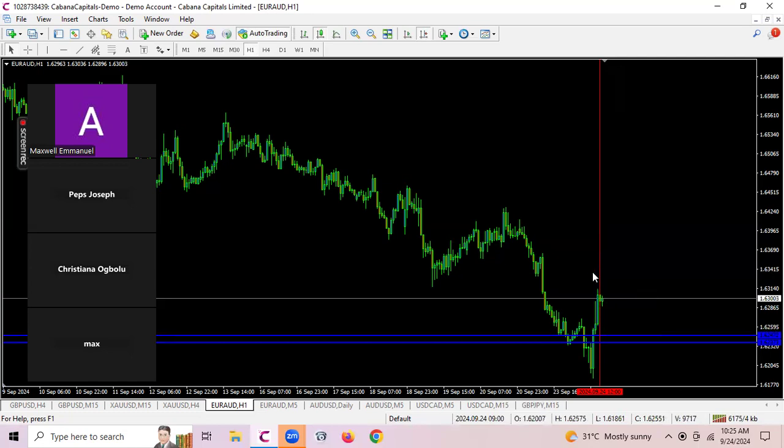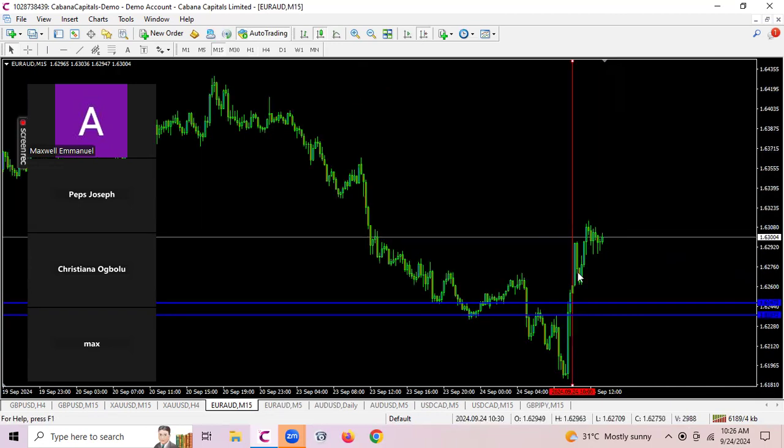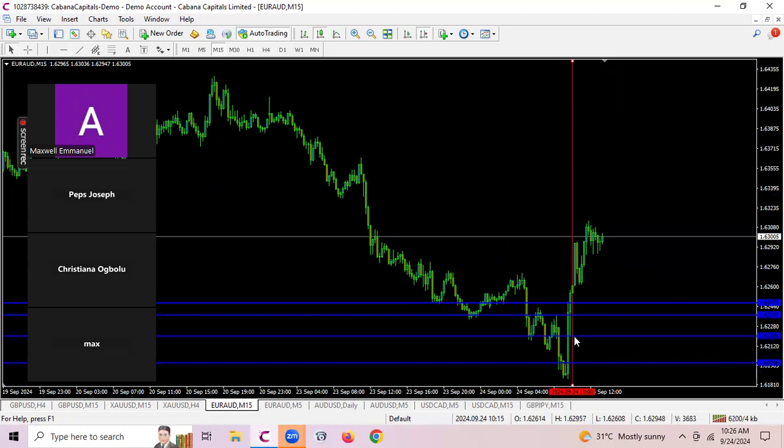Let's go down to 15 minutes. I believe there will still be a fair value gap below this fair value gap on 1 hour. Let's see on 15 minutes. There should be a fair value gap below that. So we still have another fair value gap. You can see this fair value gap. These are the areas you should consider buying on Euro Aussie.